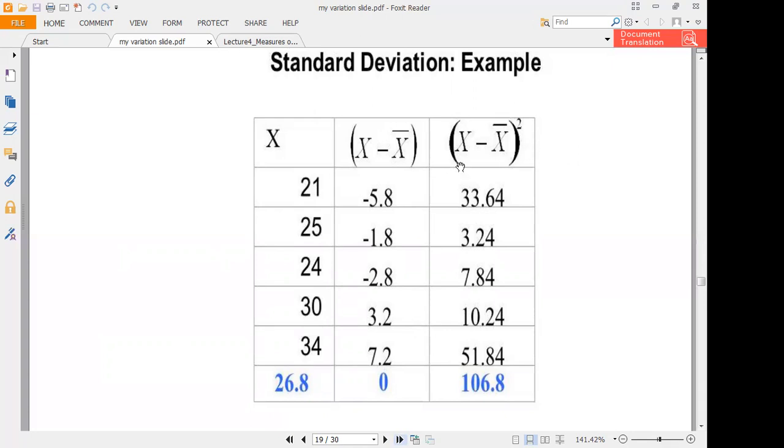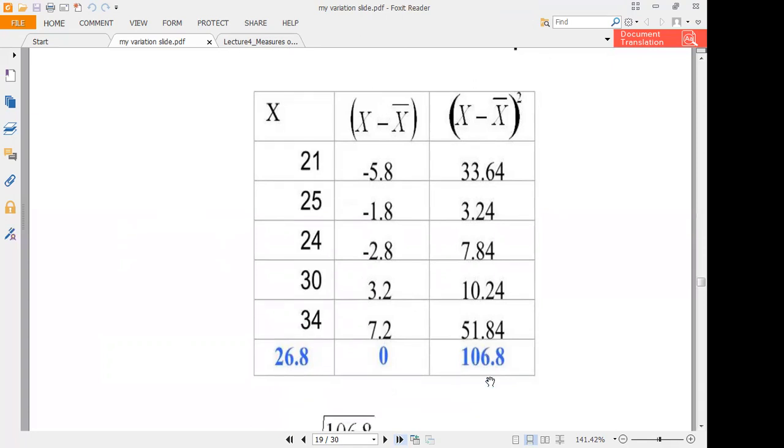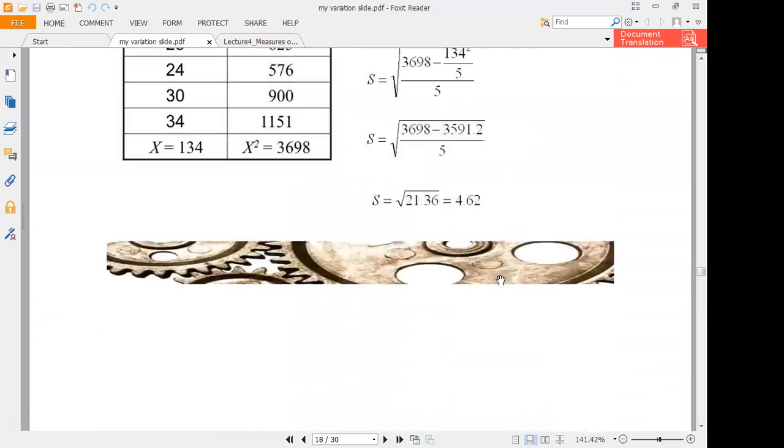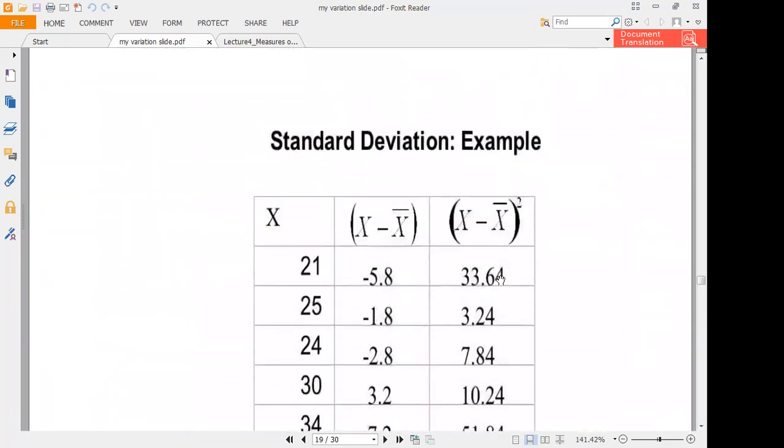Now finding their squares. You square everything here, you get this. Square this, you get this. Square this, you get this. Then the sum of everything gives 106.8. Now you can find your variance or standard deviation by finding the sum of everything here divided by the number of data, which is 5. So we have 106.8 divided by 5, and that will give you 21.36. So 21.36 here is your variance. And finding its square root will give you the standard deviation, which is 4.62. You can now check and compare it to what I have here to realize that the answer is the same thing.